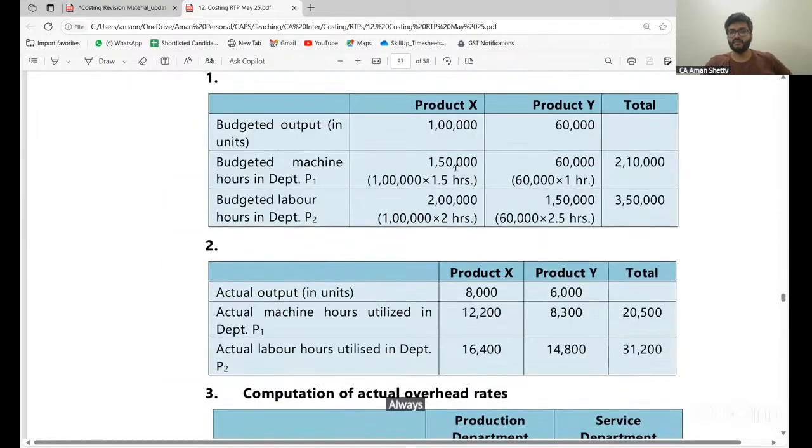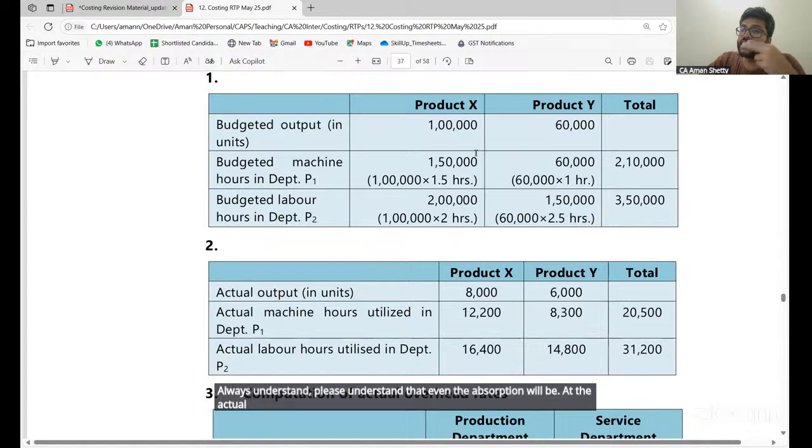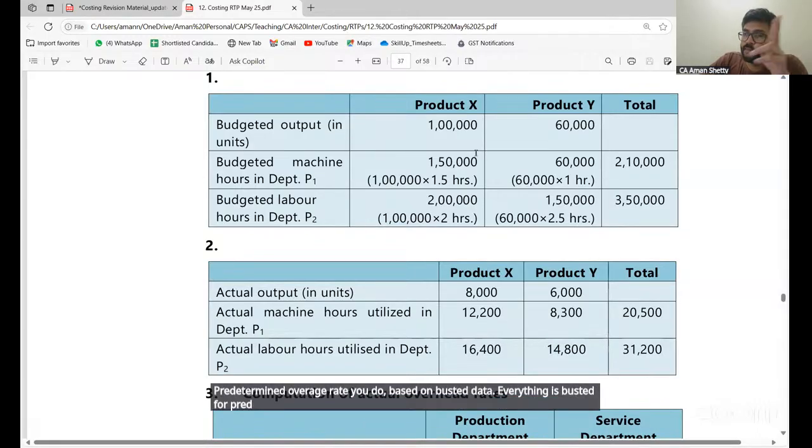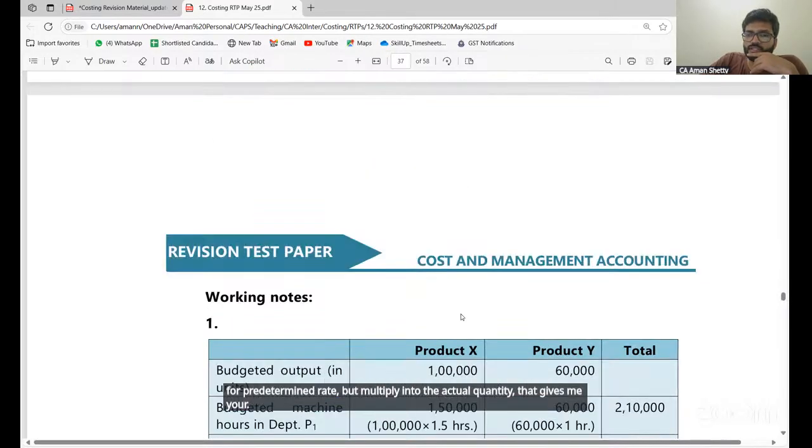Always understand that even the absorption will be at the actual quantity but multiplied by predetermined rates. You know that. The predetermined overhead rate you do based on budgeted data. Everything is budgeted for the predetermined rate, but multiply by the actual quantity, and that gives you the absorbed overheads. Correct, everybody?